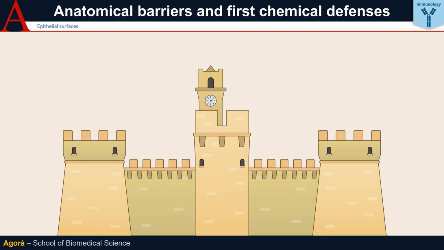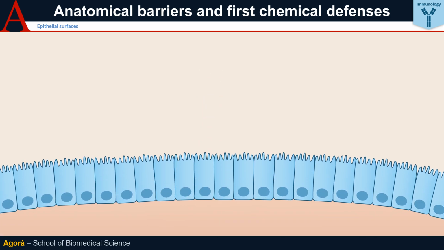Let us now explore the body's initial line of defense, vital for shielding internal compartments and providing the immune system time to mount a response. We can envision our immune defenses as a fortress with multiple layers of protection that become progressively more sophisticated and internalized. Epithelial surfaces represent the outermost barrier of our fortress, offering structural protection.